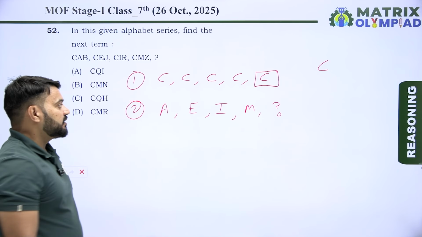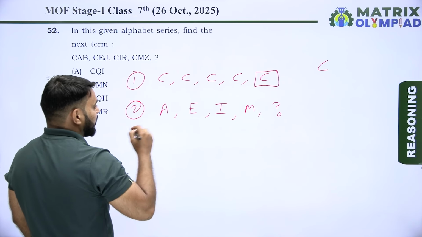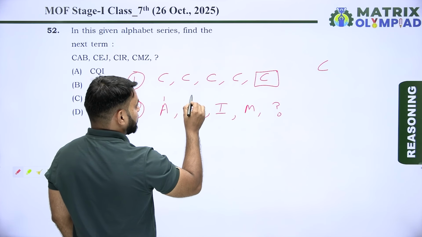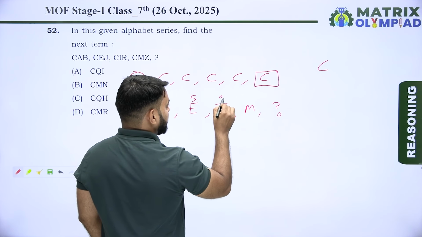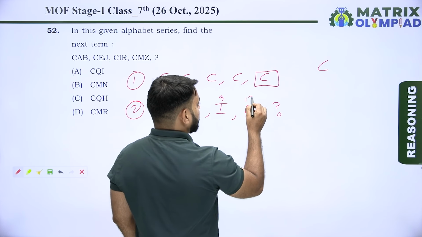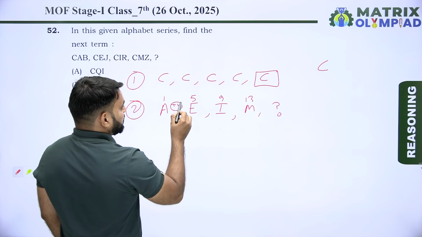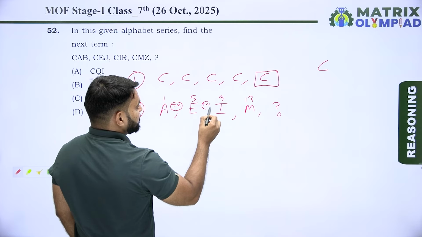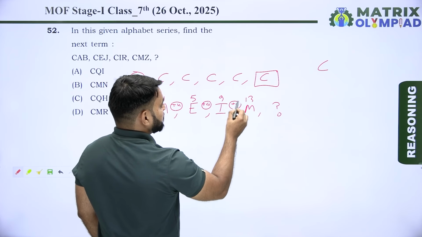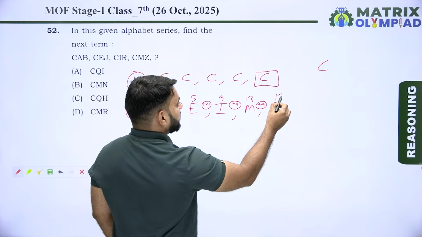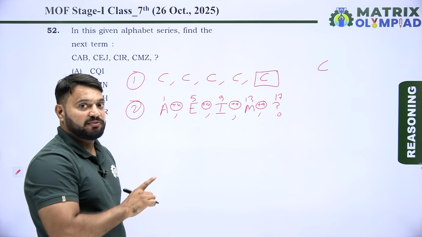Now find the pattern. First find the place value of the letters. The place value of A is 1, of A is 5, of I is 9, of M is 13. Now check the pattern. 1 plus 4 means 5, 5 plus 4 means 9, 9 plus 4 means 13. Similarly, 13 plus 4 means 17. So the missing place value is 17.